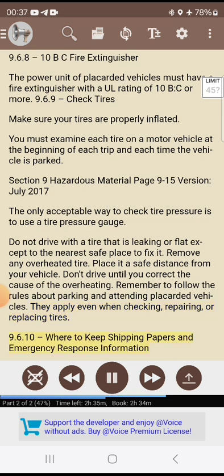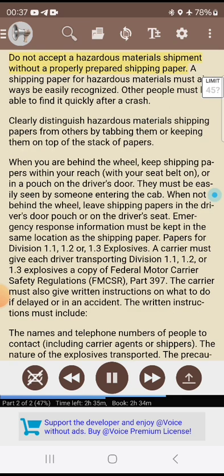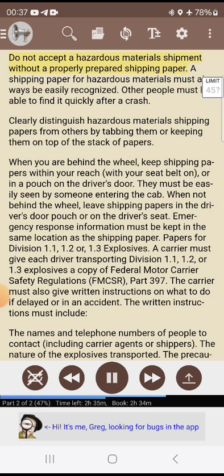9.6.10 Where to keep shipping papers and emergency response information. Do not accept a hazardous materials shipment without a properly prepared shipping paper. A shipping paper for hazardous materials must always be easily recognized. Other people must be able to find it quickly after a crash.